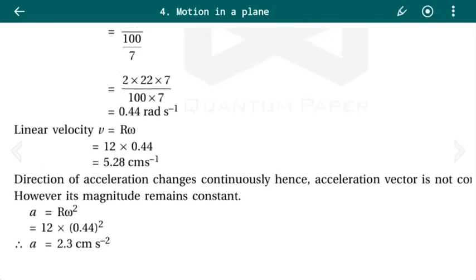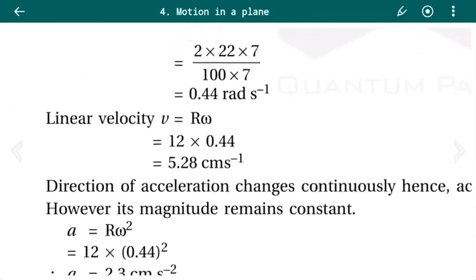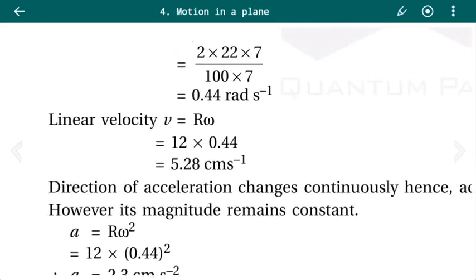Now we are asked to find the linear velocity. So linear velocity, we are having the formula v is equals to r omega. R is the radius, that is 12 centimeter, into omega value we are having, that is 0.44 radian per second. So we get the value 5.28 centimeter per second. So this is the linear velocity.